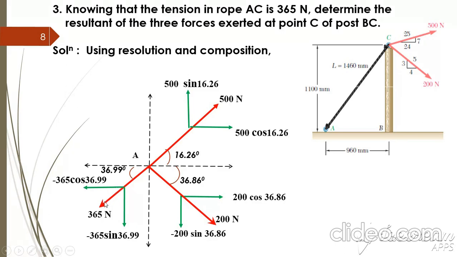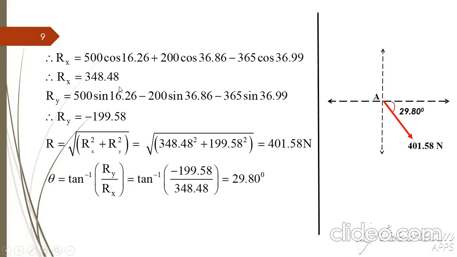Then resolving 365, the tension force is always acting away from the origin, it's a pulling force. So resolve 365 cos of 36.99 and 365 sin of 36.99. As the direction of the horizontal component is opposite to positive x, so minus, and the y component is opposite to positive y, so therefore again negative. Then taking the summation of all the horizontal components and the summation of all the vertical components, you get the values of Rx and Ry.